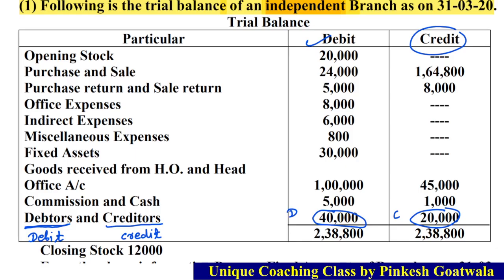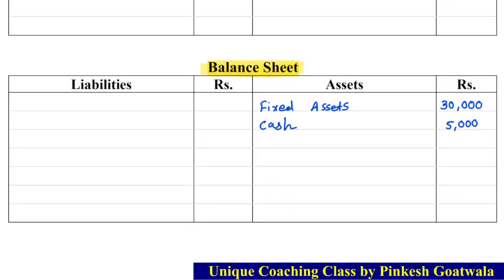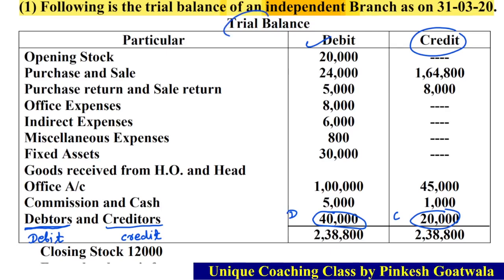Okay, debtor 40 and creditors 20, and both entry will be given where? In balance sheet. Okay, બંને entry કા આવશે? Balance sheet માં આવશે. Debtors asset side આવશે, that is 40,000, and creditor liability side આવશે, that is 20,000. Okay, so here we have completed all entry of trial balance. Okay, trial balance से हमने बड़ी entry आपी दी थी.